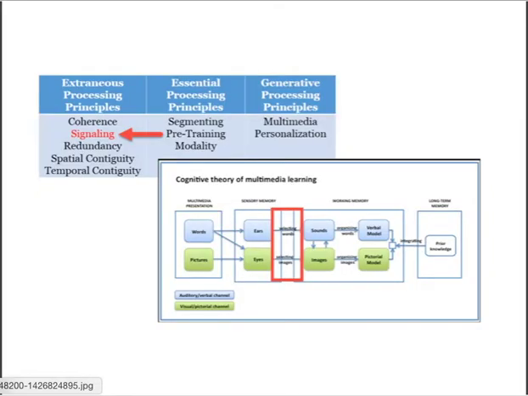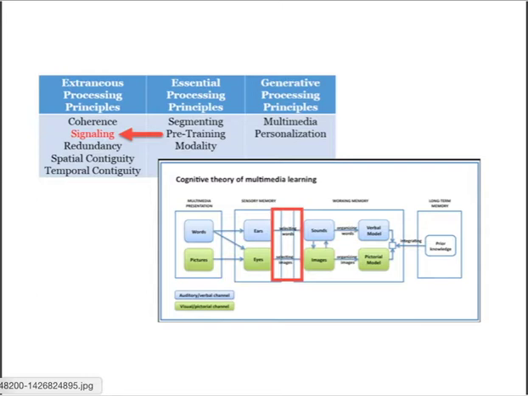The signaling principle focuses on providing cues to the learner, which are going to highlight and draw the attention to the essential material. We provide cues all the time without even thinking about it by underlining, bolding, and highlighting text, or by adding design cues such as arrows or circling important concepts.